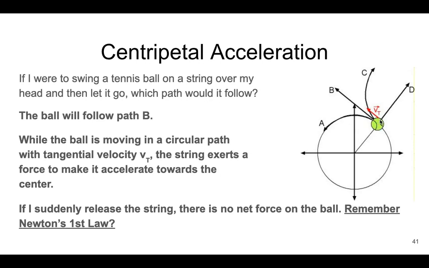So the ball was going in this direction. If there's no net force on it, it's going to go in a straight line at a constant speed, because that is Newton's first law. An object in motion will stay in motion in a straight line at a constant speed unless acted upon by an outside unbalanced force. But we just got rid of the outside unbalanced force. That was the string. So it's got to keep going in a straight line at constant speed.